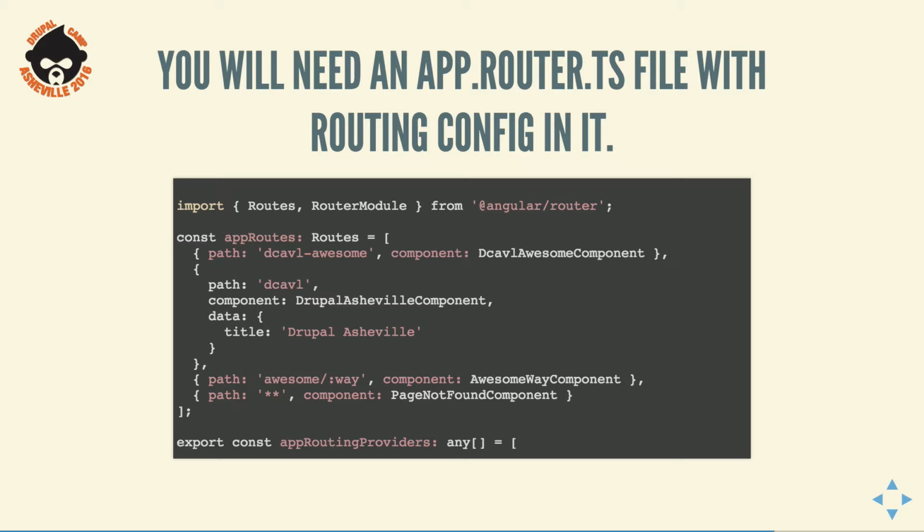We can have parameters in our path. If you notice the path that says awesome/:way, that :way is a parameter that we could feed in and pull back out into the component later and use. So if we know we're going to have a parameter in the URL, we can go ahead and define that here, and it'll be expecting that. And of course, we're exporting it back out. We're importing and exporting here.